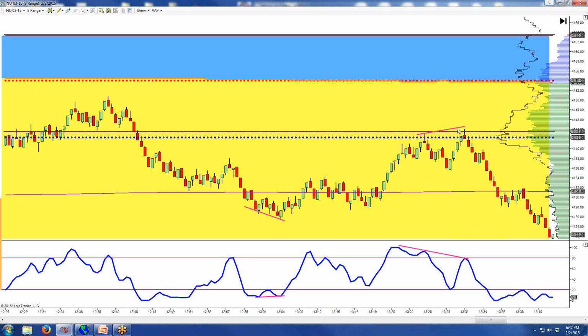Divergence here to the downside off of Friday's value area right here. So you can see higher highs in price, lower highs here on the stochastic. You could short it. You actually could have shorted it right here. I'll just draw a line right there. You still had divergence, higher high here than here, and then it retraces, then it moves higher, still divergence, higher high here than here, lower high on the stochastic, and then you'd expect a pullback.